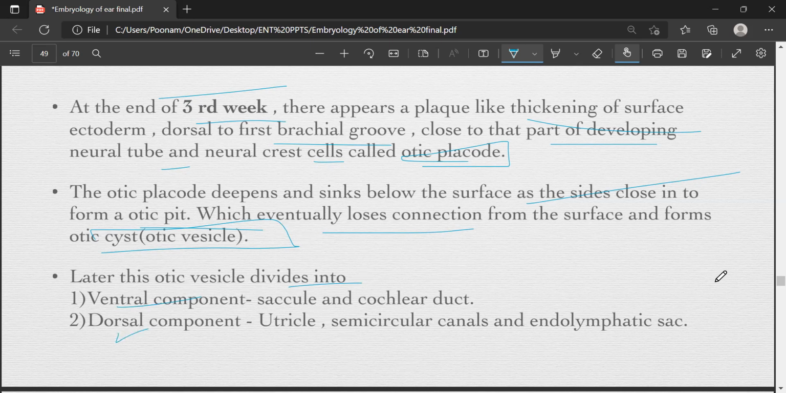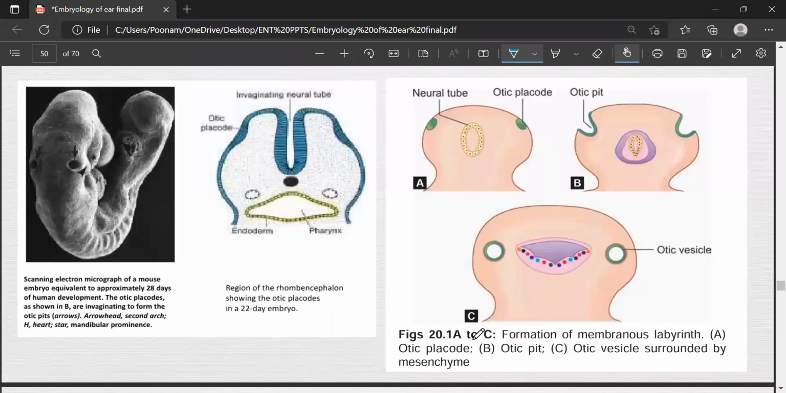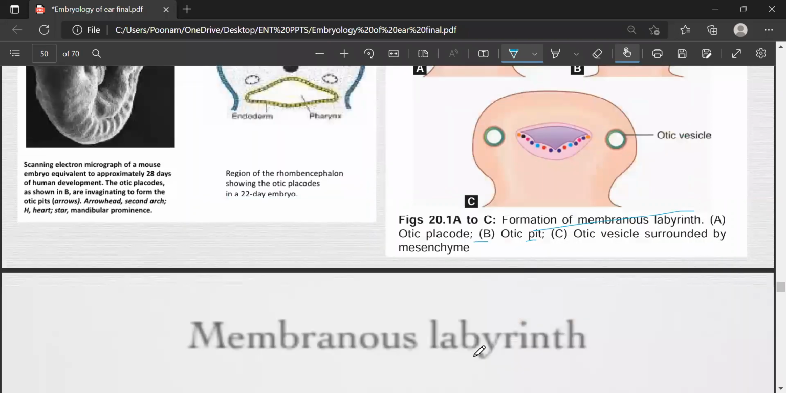What forms the ventral component? What forms the dorsal component? There is a trick. So, this is DSUE. S for semicircular canal, U for utricle, E for endolymphatic duct. Ventral what forms? VSC. Instead of BSC, say VSC. Ventral forms saccule and cochlea. So this photographic representation shows formation of the membranous labyrinth, otic placode, otic vesicles.